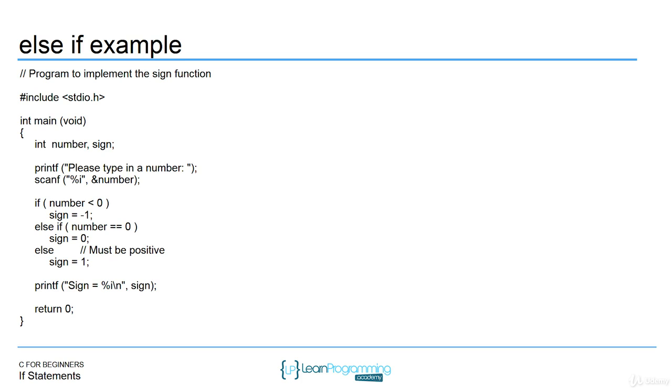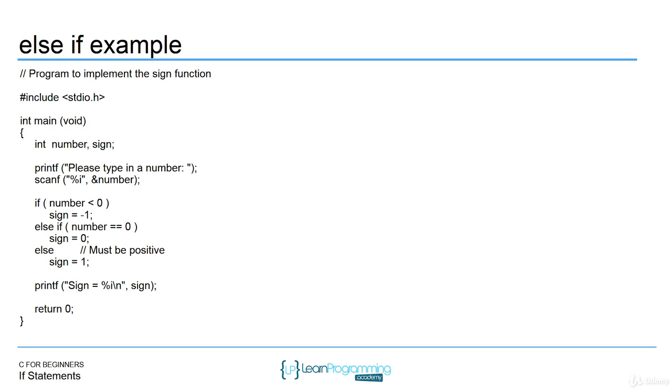Here's another example where we're going to actually try to implement the sign function. We're going to return either -1, 0, or 1. So this is a 3-tiered evaluation here. What this program is doing in the main routine is we're creating a couple variables of type int, number and sign. We're having the user enter a number, and we're storing it in the number variable.